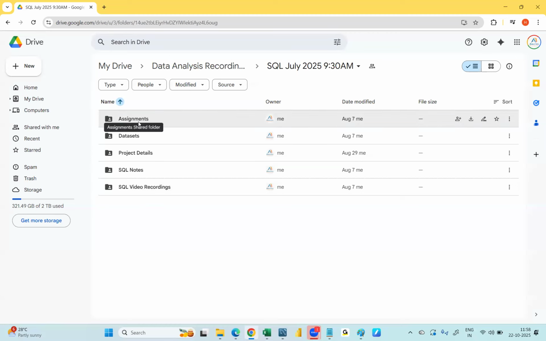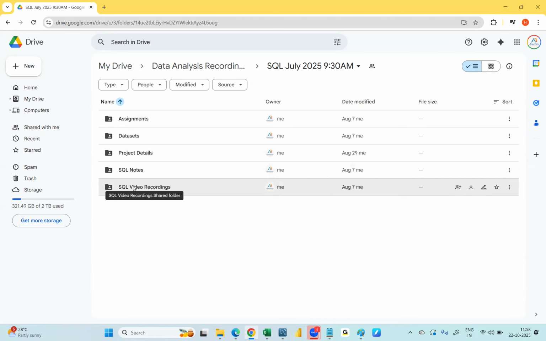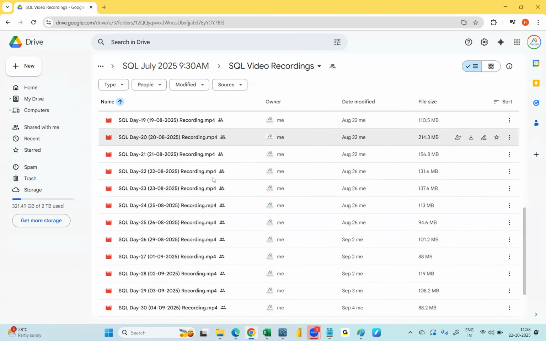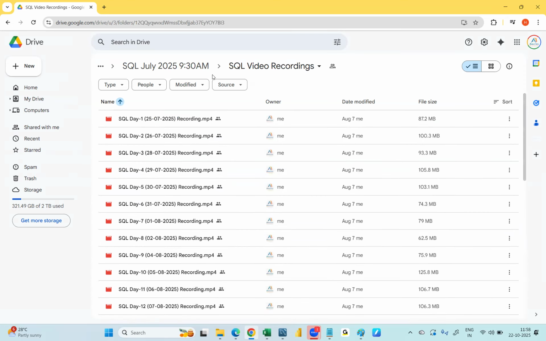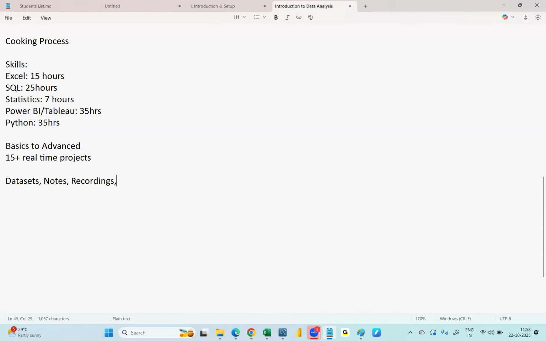Assignments will be there, data sets, project details, the SQL notes, video recordings. You can see the day-to-day recordings are shared on a daily basis. Immediately after completion of the class, you are going to get the day-to-day recording. In this way, the complete classes are shared along with recordings, and also assignments and day-to-day tasks will be there. Even materials will also be shared.